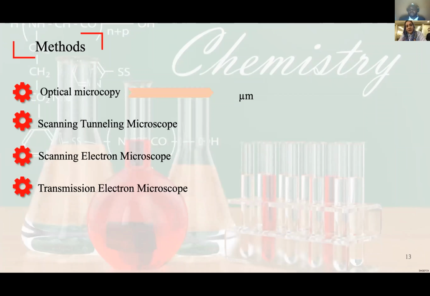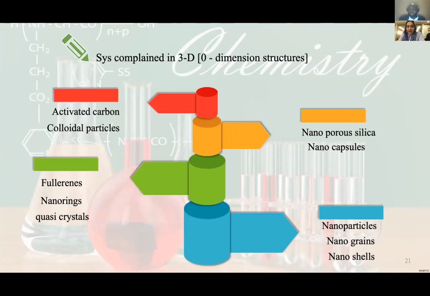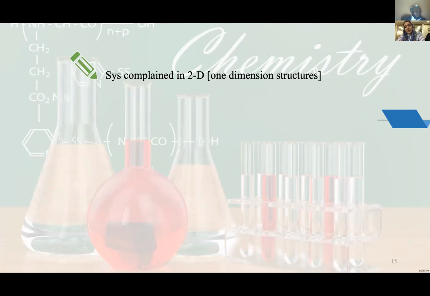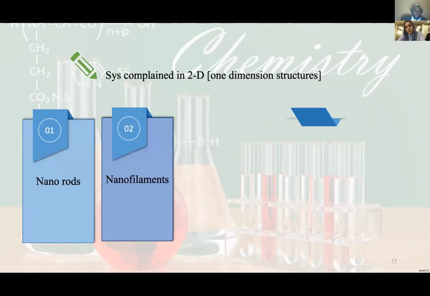For example, about the 3D, we can find activated carbon, colloidal particles, nanoporous silica, nanocapsules, nanograins, and nanoshells. And in the 2D dimension, there are some categories: nanorods, nanofilaments, nanotubes, nanowires, and then quantum wires. About the 1 dimension, there are discs, plates, ultra-thin films, and superlattice quantum wells.